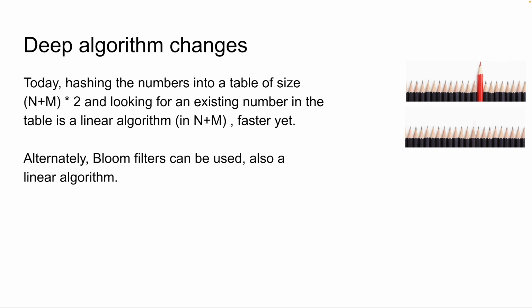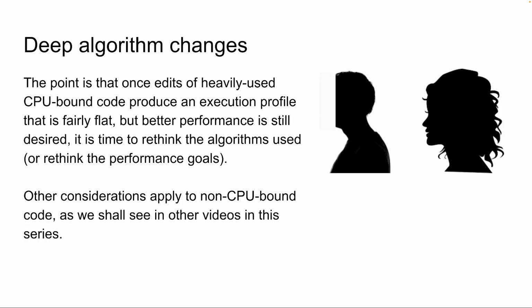That was the 1950s. Today, hashing the numbers into a table that's maybe twice the size of the total number of items and looking for an existing number in the table is a linear algorithm, so much faster. And alternately, something like Bloom filters can be used, also a linear approach.